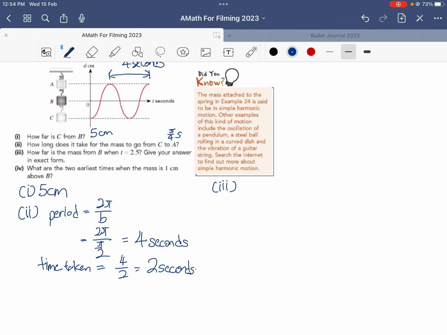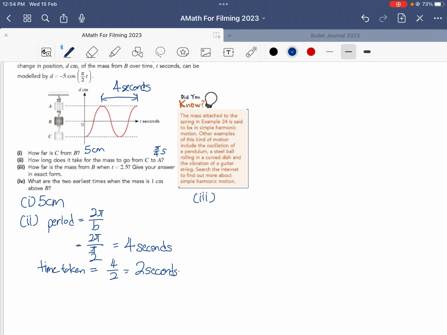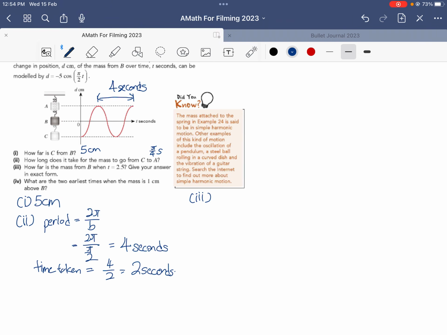Okay, part 3. How far is the mass from B when t equals 2.5? So I do know that the distance from B is given by d equals -5 cosine pi over 2 times t. So I ask you, how far is d when t is 2.5? You substitute cosine pi over 2 times 2.5 like this. Use calculator, ensure your calculator is in radian mode. You should get the value of 5 square root 2 over 2 cm.